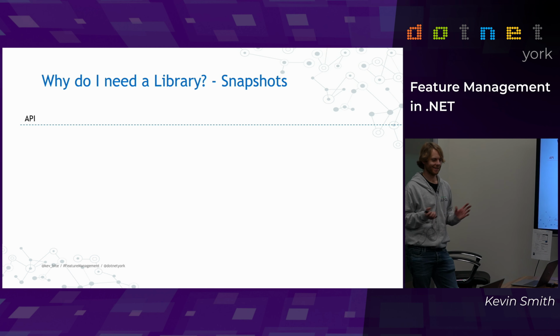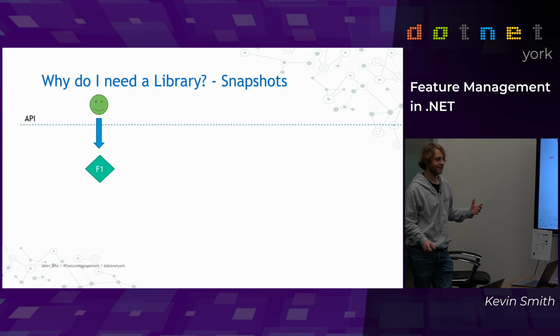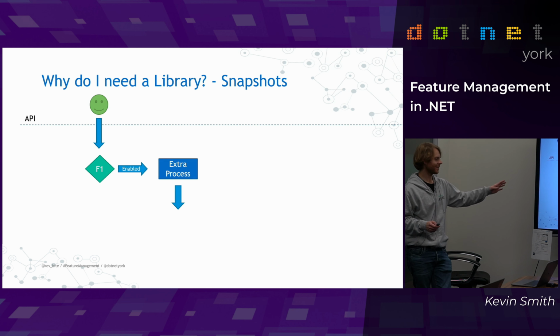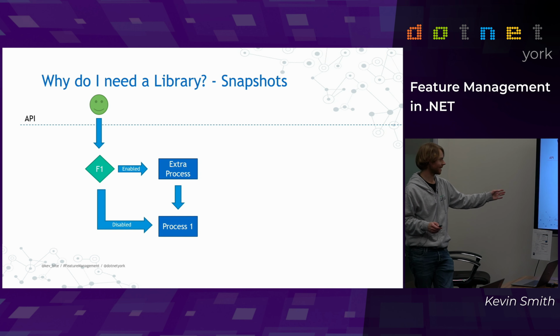But you're probably thinking, why do I really need a library to do all this? I can just write ifs everywhere in my code, and it's nice and easy. There are two main reasons why you probably want to use somebody else's framework to deal with different scenarios, and this is one of them. If you have an API and a user calls the API, they have a feature to evaluate. We'll call this feature 1. They evaluate that feature, and if it's enabled, we do some extra processing. If it's disabled, we just do the normal processing and skip over the extra processing.